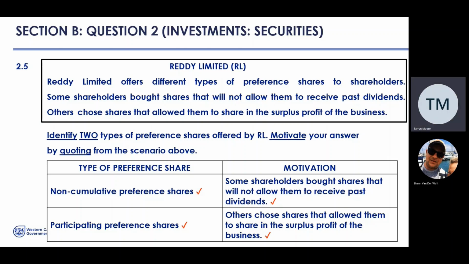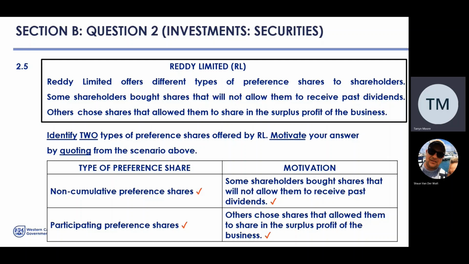Now remember, your business is running and it's making money. Now the statement is saying in the surplus profits of the business, you can share in the surplus of the business. So I am participating. I'm working. And because of that, it's a preference share. I'm participating preference share. Others choose shares that allow them to share in the surplus profit.